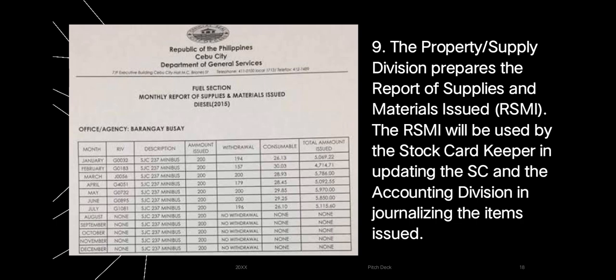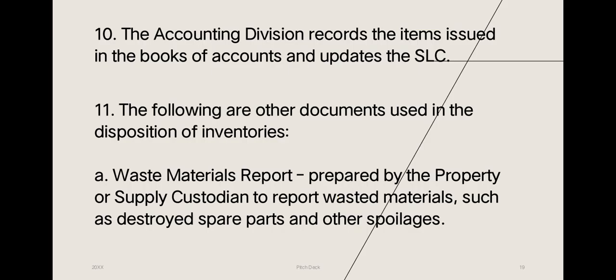The RSMI will be issued by the stock card keeper in updating the SC and the accounting division in journalizing the items issued. So, after ng RIS, magpe-prepare naman ng report of supplies and materials issued ang property supply division based sa RIS. So, ito yung example ng RSMI. Dito nakalagay lahat ng issuance ng inventories by stock number. And gagamitin niya ni stock card keeper and accounting division. So, yan yung magiging basis nila sa pag-record ng journal entries ng supplies and materials na na-issue.